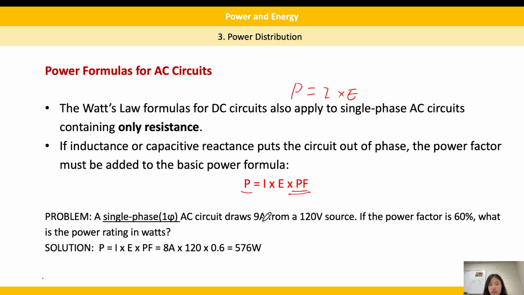If the power factor is included in the circuit, we adjust by the power factor, and we can get the real power usage. For single-phase AC, here is an example: a single-phase AC circuit draws 9A from a 120V source. If the power factor is 60%, what is the power rating in watts? Just use this formula. Current is 9A, E is 120V, and the power factor is 0.6. So we can get the power.